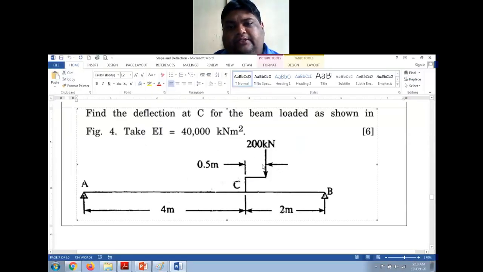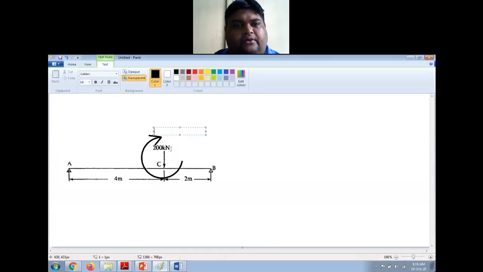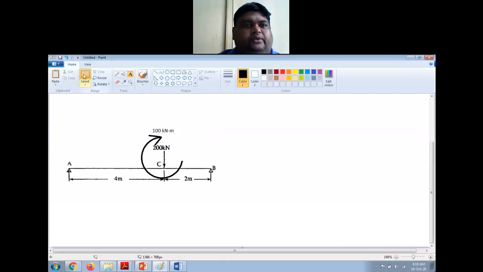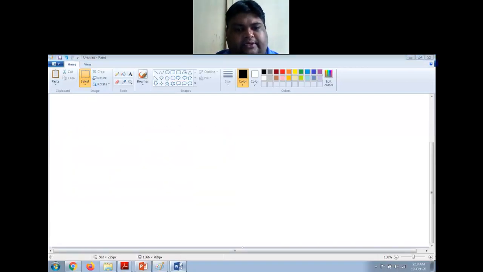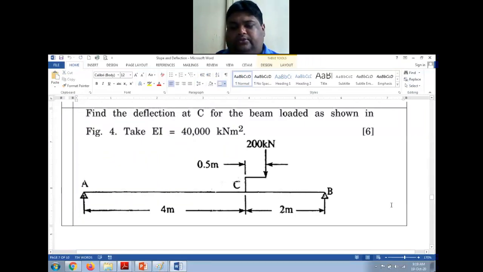How did we get that? This distance eccentricity is 0.5 meter. 0.5 meter multiplied by this 200, so that is 100 kilonewton meter. That is the magnitude of the moment of the couple, right? So now my modified load diagram is ready. I can start solution to this.